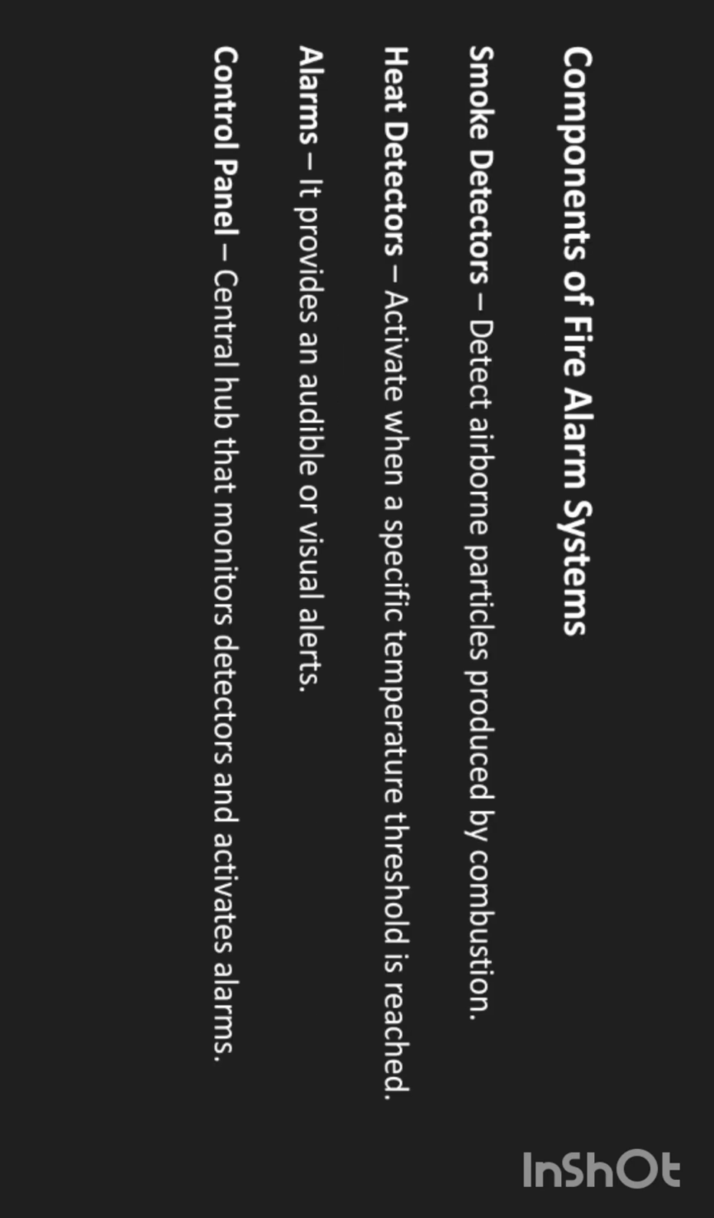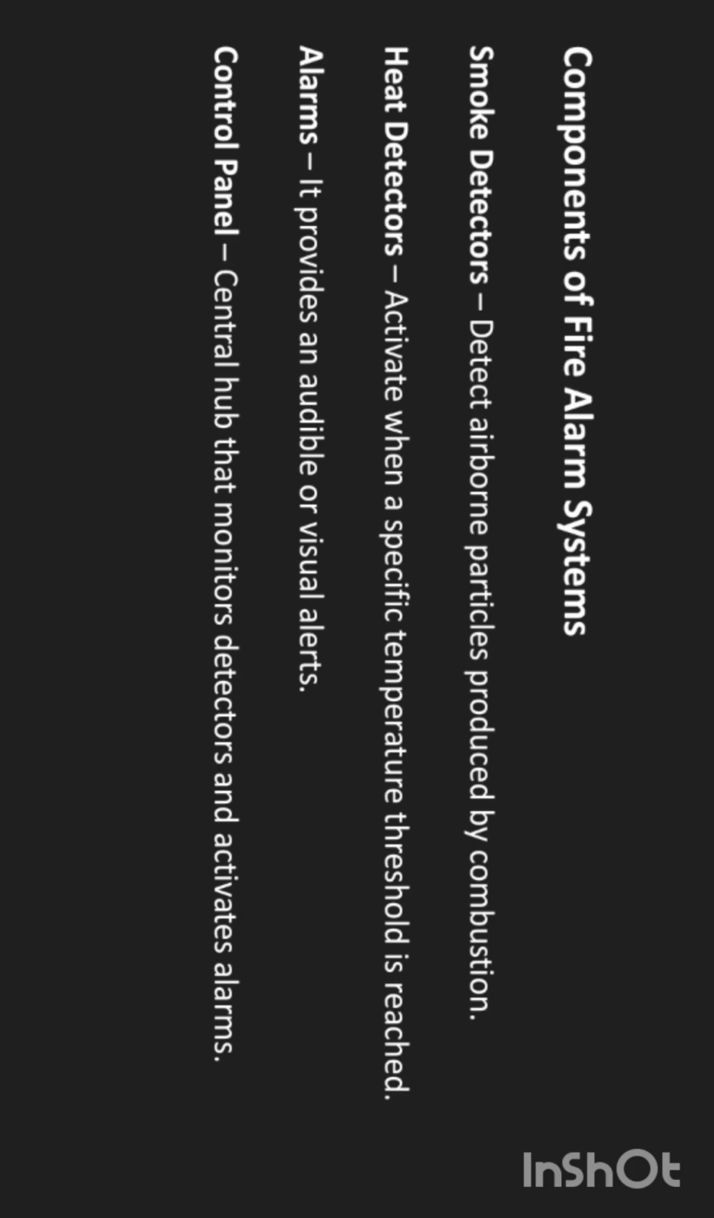Let us look at the components of a fire alarm system. A fire alarm system mainly consists of smoke detectors, heat detectors, alarms, and a control panel. We will look at them one by one, starting with smoke detectors. They usually detect airborne particles produced by combustion, like in our kitchen, hall, or room. If we are burning paper, cloth, or other things, it will be easily detected by the smoke detectors installed in our buildings.